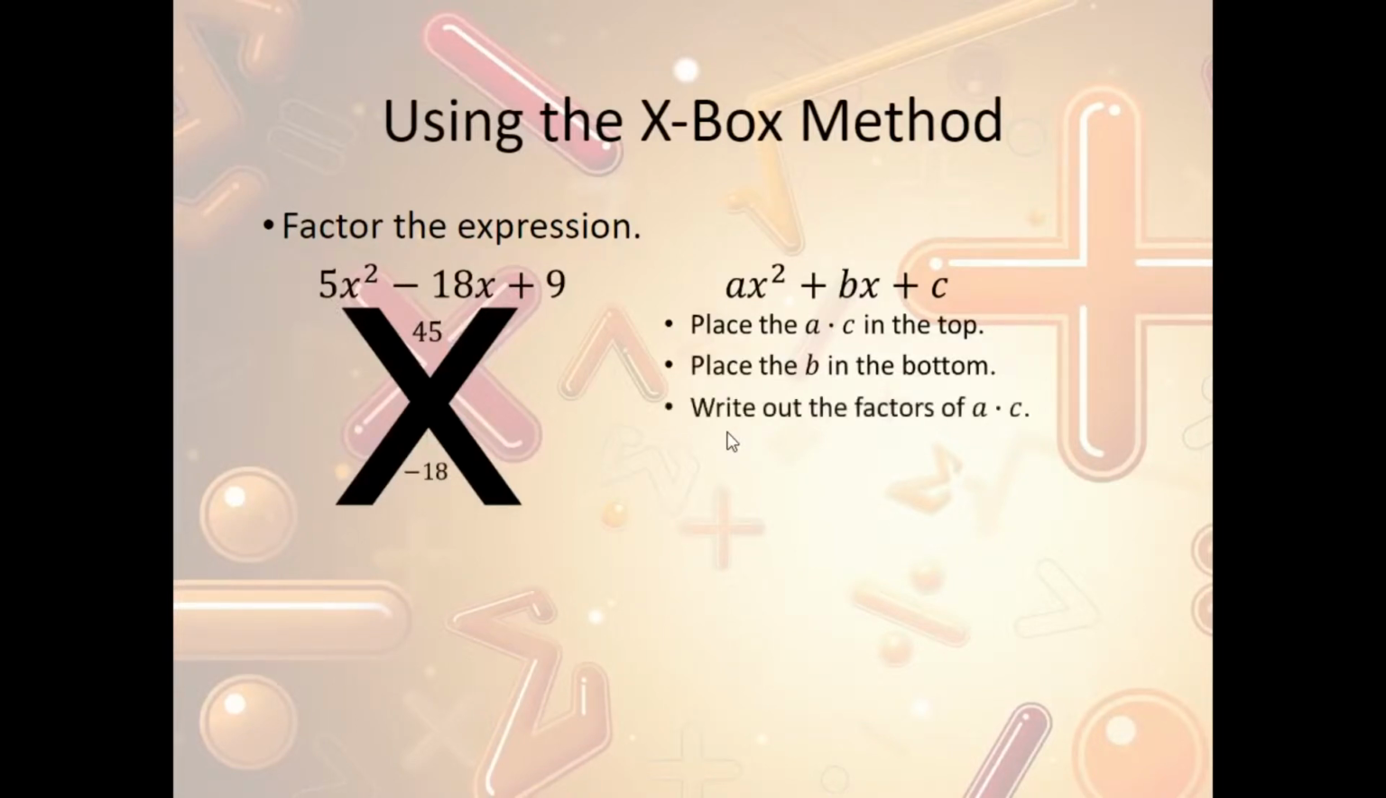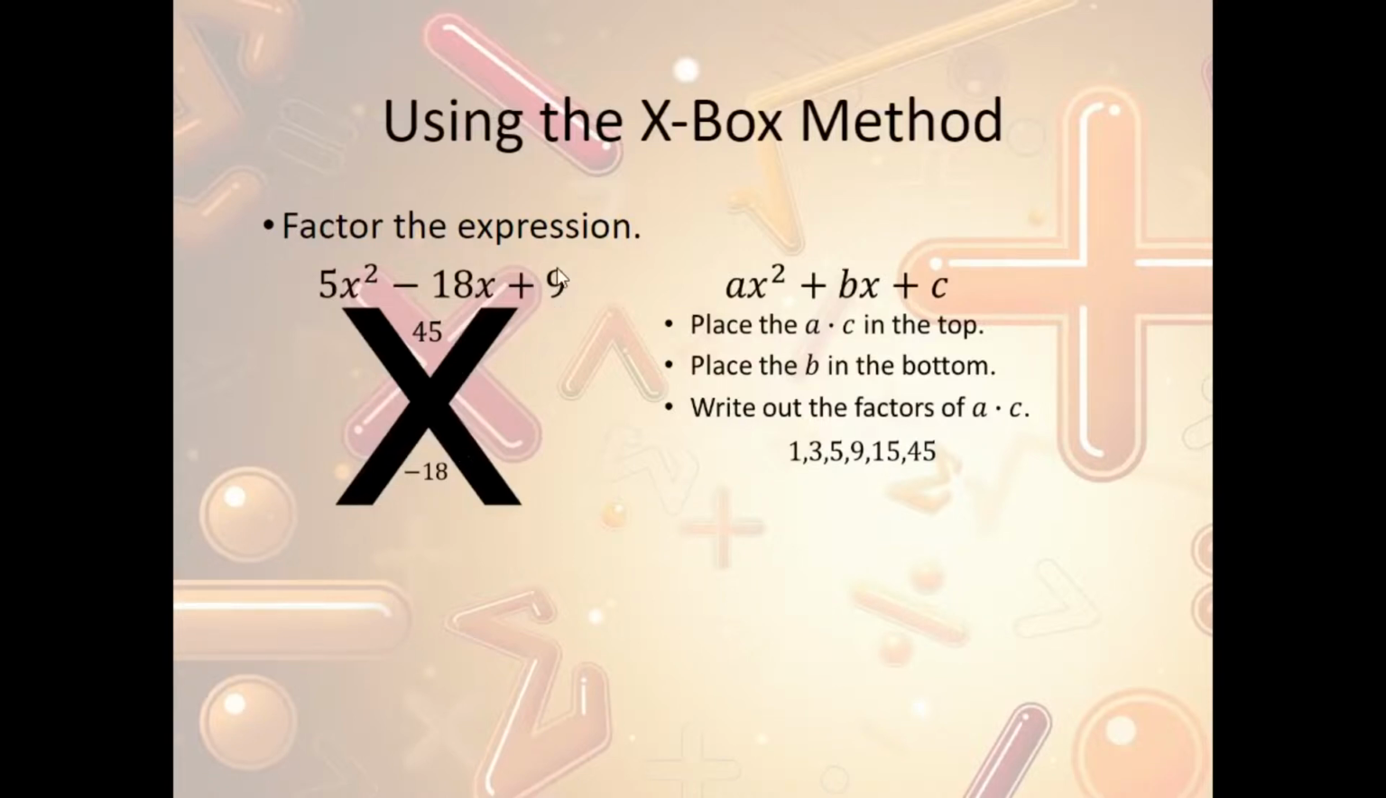And then we're going to write out the factors of a times c. So what are the factors of 45? Well, we can see that the factors are 1, 3, 5, 9, 15, and 45. So now which one of those is going to add up to be -18?